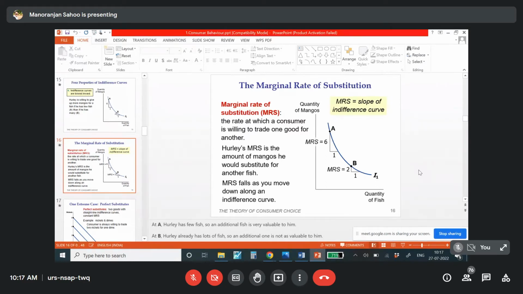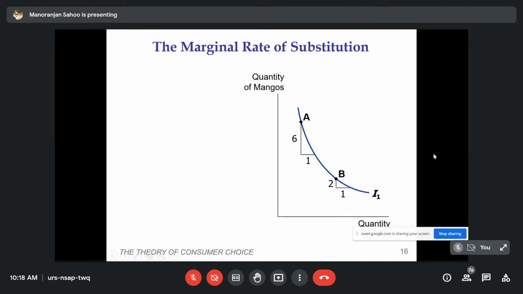Can anybody answer why the slope of the indifference curve declines? Anybody trying to answer, at least try to answer why the slope of the indifference curve declines when you are moving downward on the indifference curve.